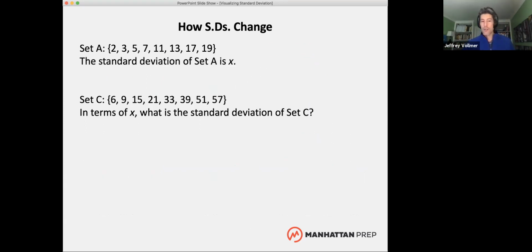So let's now look at set C. What is the standard deviation of set C? Standard deviation here is 3x. It is 3 times what it started as. Okay.